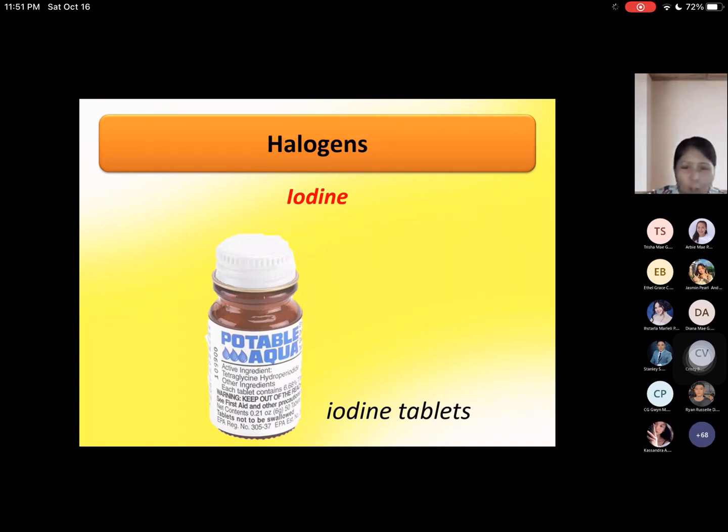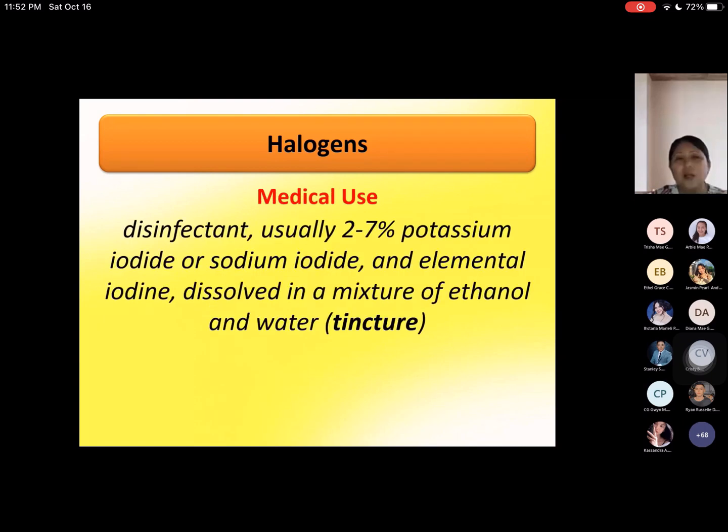So iodine is one of the oldest and most effective antiseptics. They are active against all kinds of bacteria, endospores, fungi, and viruses. They impair protein synthesis and alter the cell membrane. For the medical use, it is usually used as a disinfectant at 2 to 7% potassium iodide. We have potassium iodide in the laboratory in our chemical stock room. Potassium iodide or sodium iodide and elemental iodine dissolved in a mixture of ethanol and water. That's why it's called tincture of iodine.